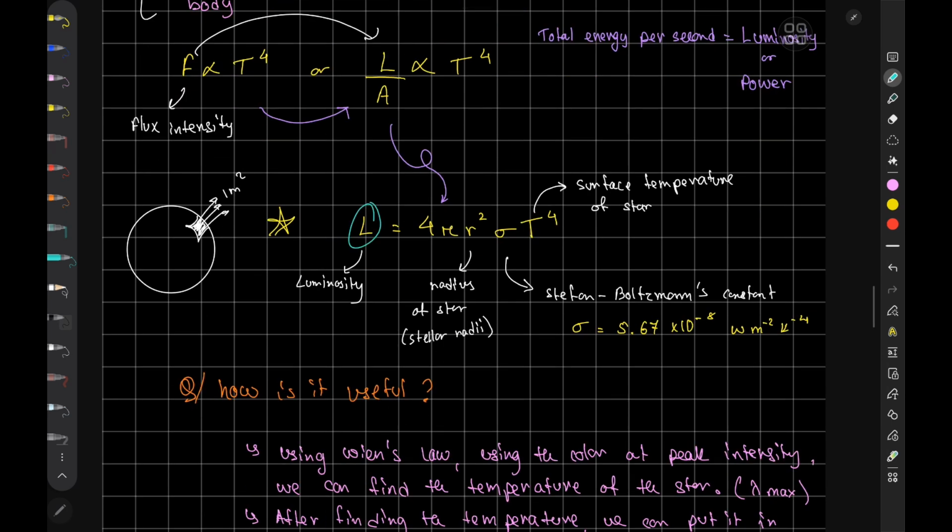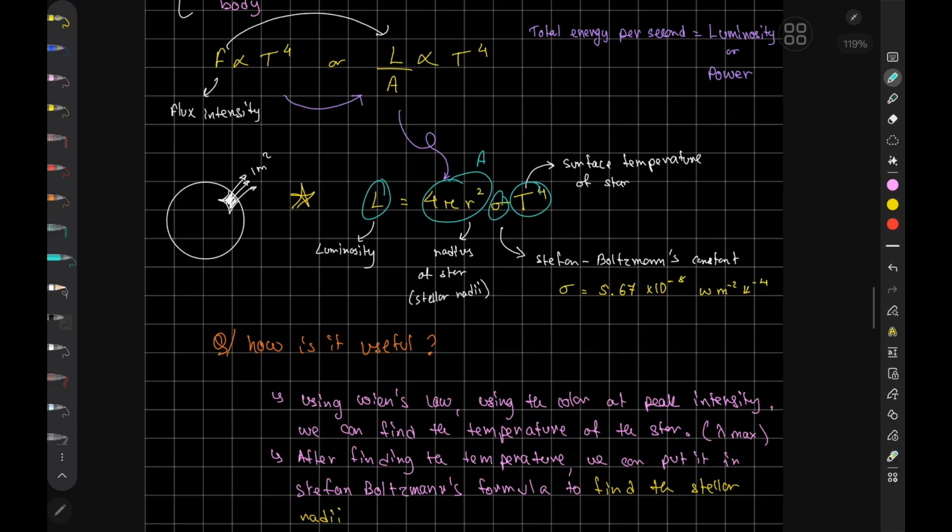So L is equal to 4 pi r square, which is the area, times the Stefan-Boltzmann constant, which is 5.67 into 10 to the power minus 8. This should be given to you in the formula sheet, data sheet, times temperature, that is the surface temperature of the star, to the 4th power, right? Great. So what this tells you is if a star is bigger in size with a certain temperature x, the luminosity will be greater. And this inherently makes sense.